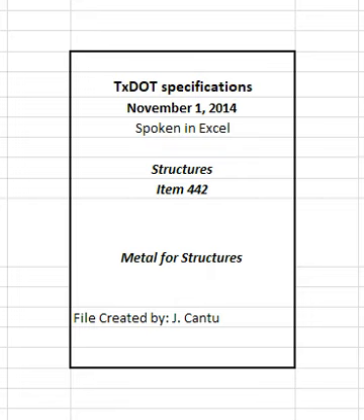Item 442. Metal for structures. 1. Description. Provide structural steel, high-strength bolts, forgings, steel castings, iron castings, wrought iron, steel pipe and tubing, aluminum castings and tubing, or other metals used in structures, except reinforcing steel and metal culvert pipe.